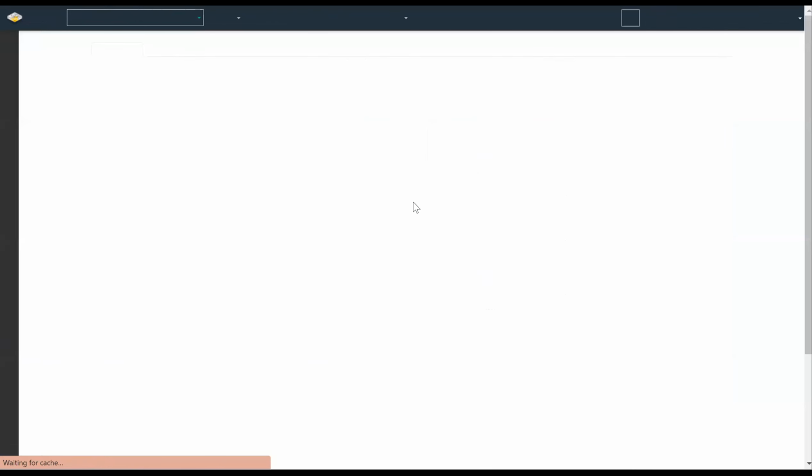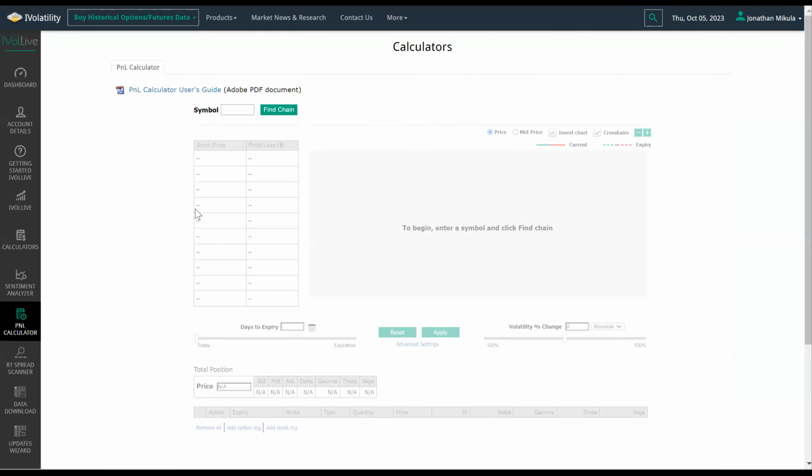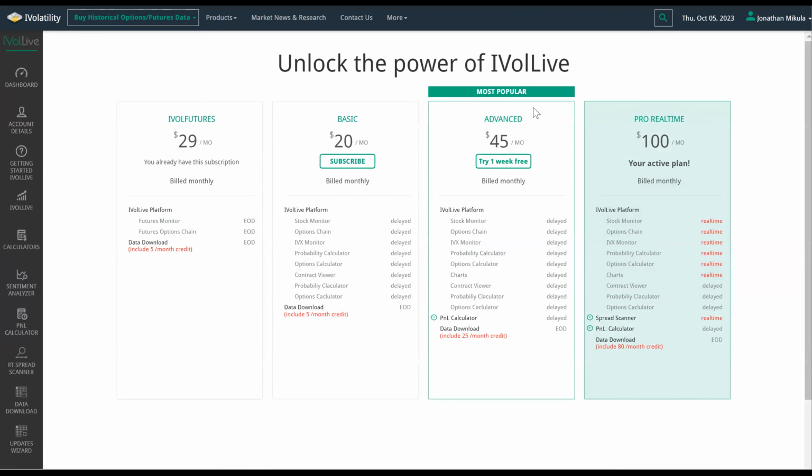P&L calculator, on the other hand, is where we spent the bulk of that second half of the webinar, and this is only available in the advanced and then the pro real time. So here and here. That's where the P&L calculator rests. So those are the 2 differences between calculator.